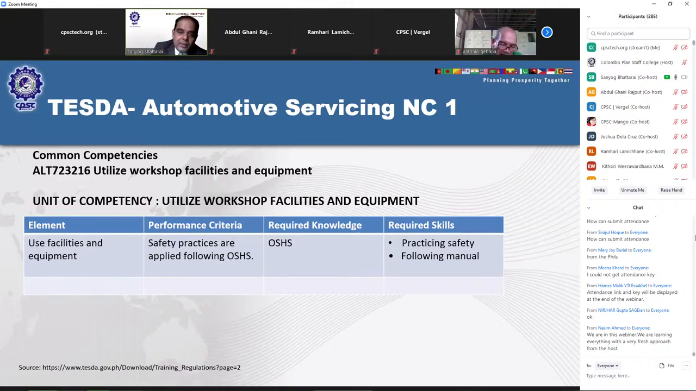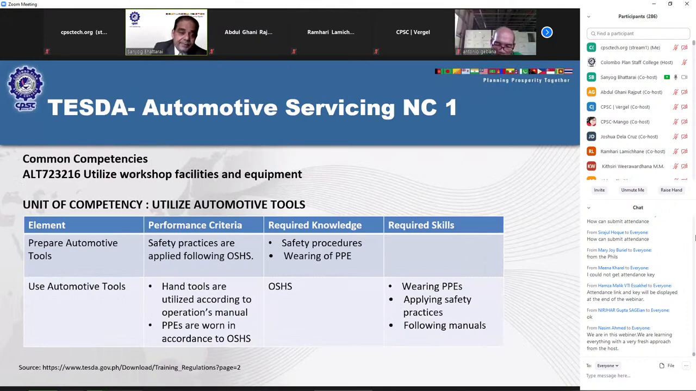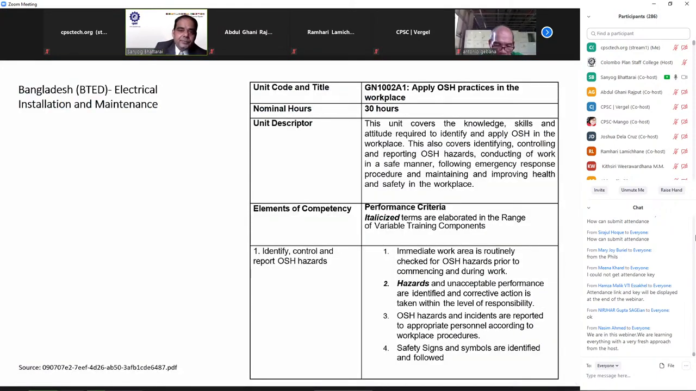So this is how they have managed OSHS in every case. This is not only for Automotive Servicing NC1; for each and every course they have this component of OSHS in each training regulation.